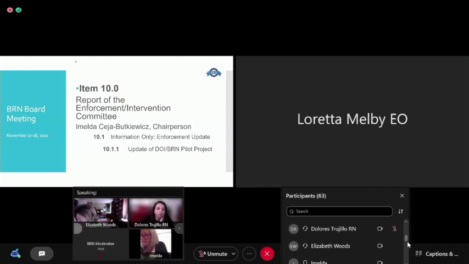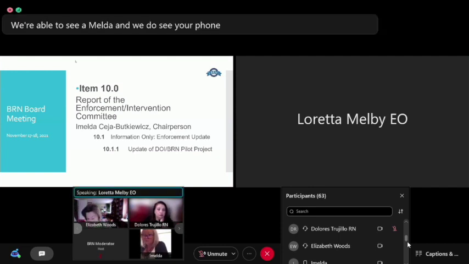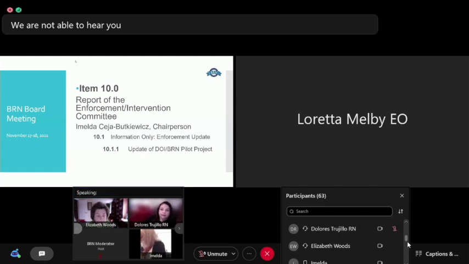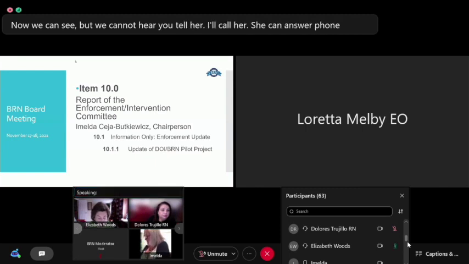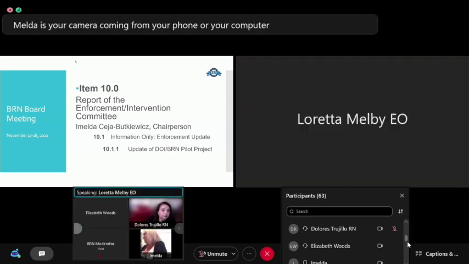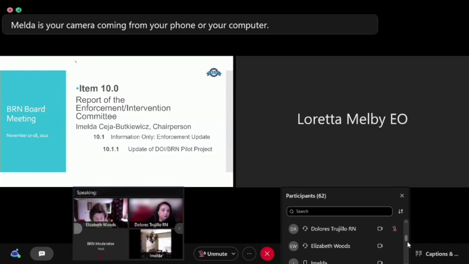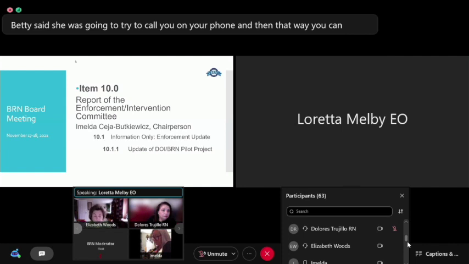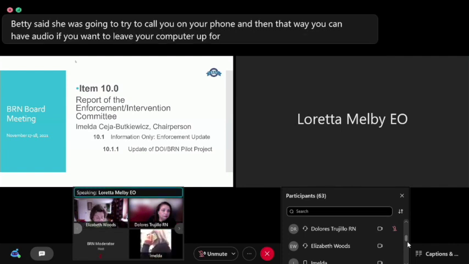We're able to see Imelda, and we do see your phone. Imelda, are you able to speak? We are not able to hear you. We can see you, but we cannot hear you. Tell her I'll call her. She can answer her phone. Imelda, is your camera coming from your phone or your computer? Betty says she is going to try to call you on your phone, and that way you can have audio. If you want to leave your computer up for visual, we can tag team this and make it work.